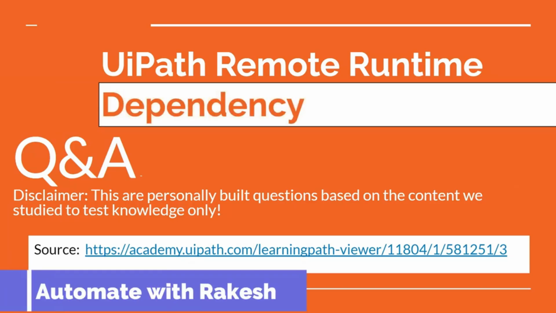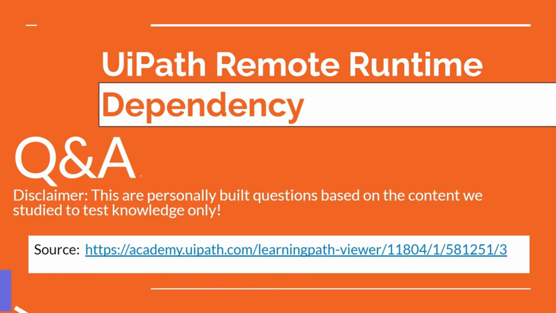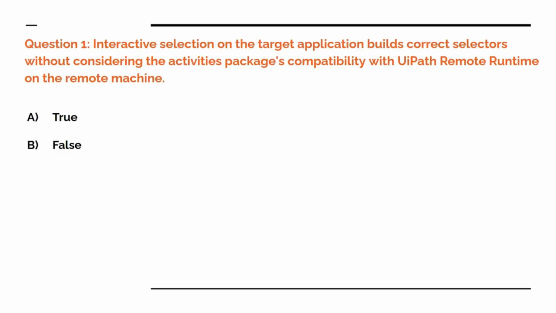In this video, let's focus on some of the questions on the UiPath Remote Runtime dependency. So let's see the very first question. The very first question is: interactive selection on the target application builds correct selectors without considering the activities packages compatibility with UiPath Remote Runtime on the remote machine.